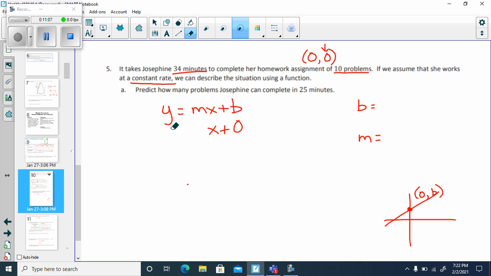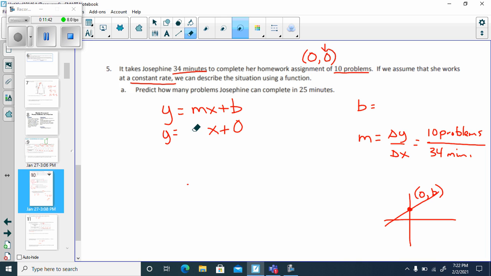Now we need to find the m, the slope. We know m is change in y over change in x, okay? We've got 34 minutes, 10 problems. Would this be 34 minutes per 10 problems or 10 problems per 34 minutes? You know, we put the time on the bottom in most cases. So this is 10 problems. The speed at which she's doing this is 10 problems in 34 minutes, okay?